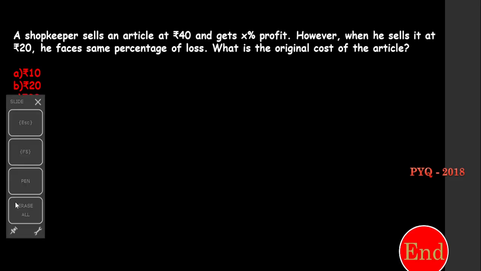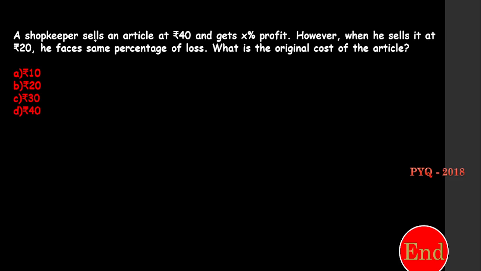In this question, a shopkeeper sells an article at 40 rupees, so that he gets a profit. And when he sells that for 20 rupees, the same percentage is a loss. So what is the original cost of the article?